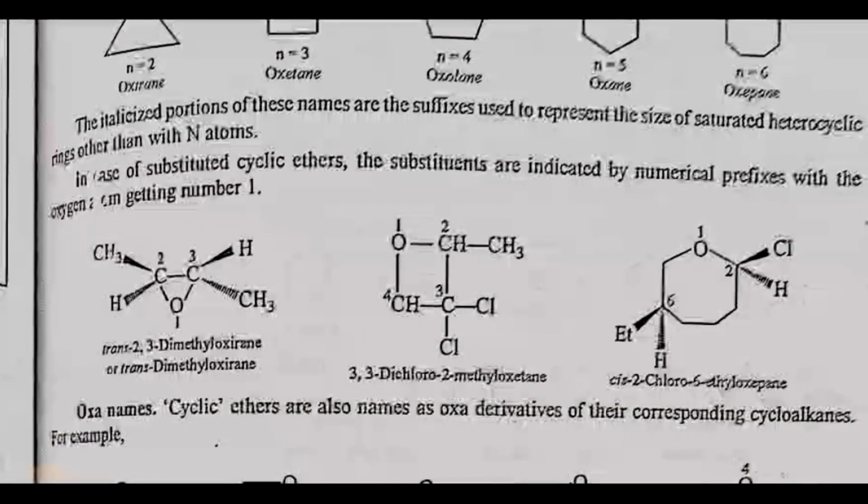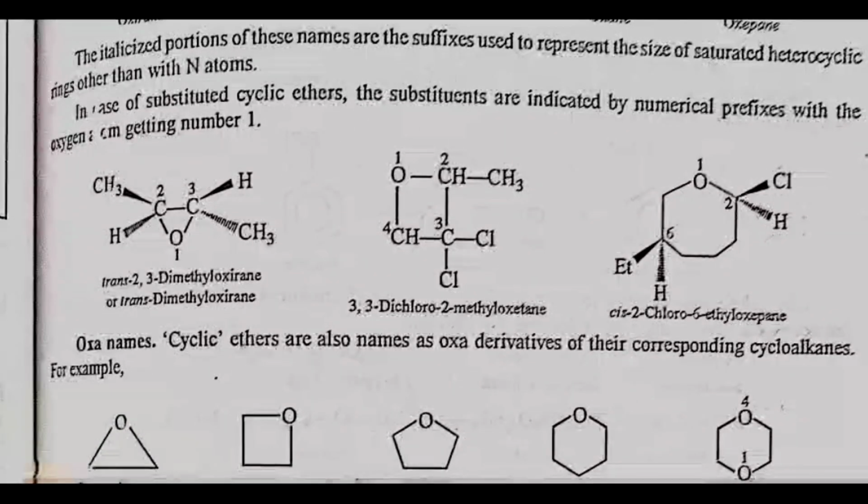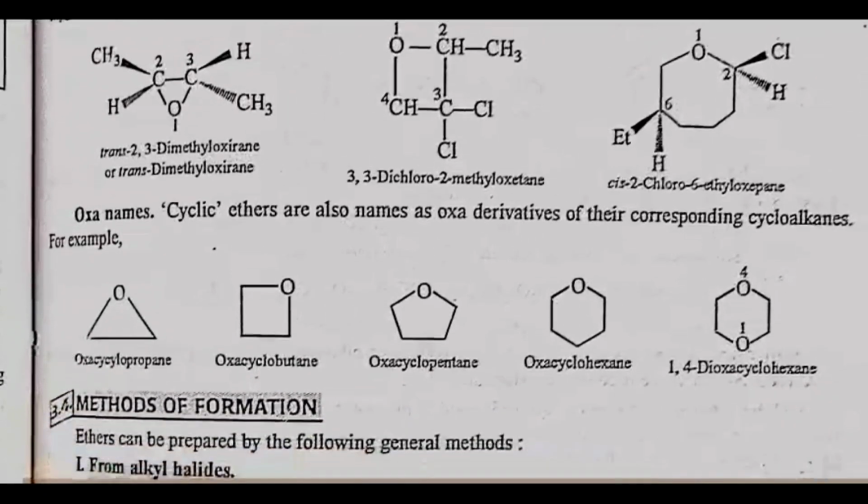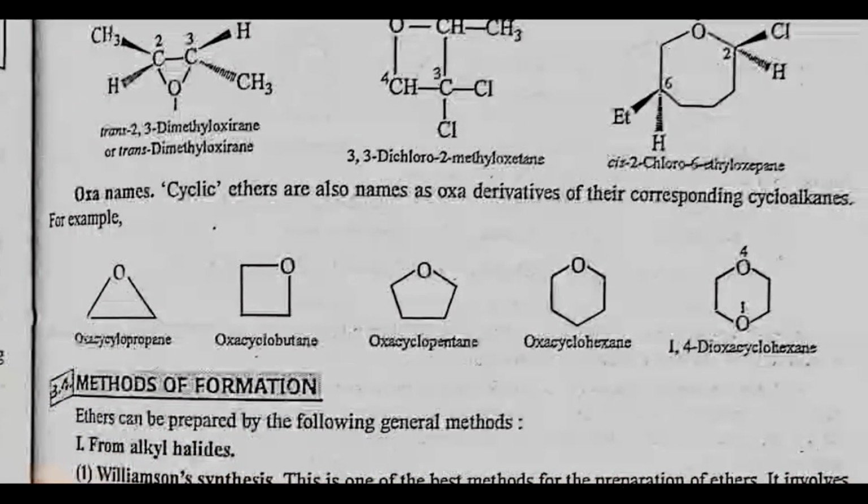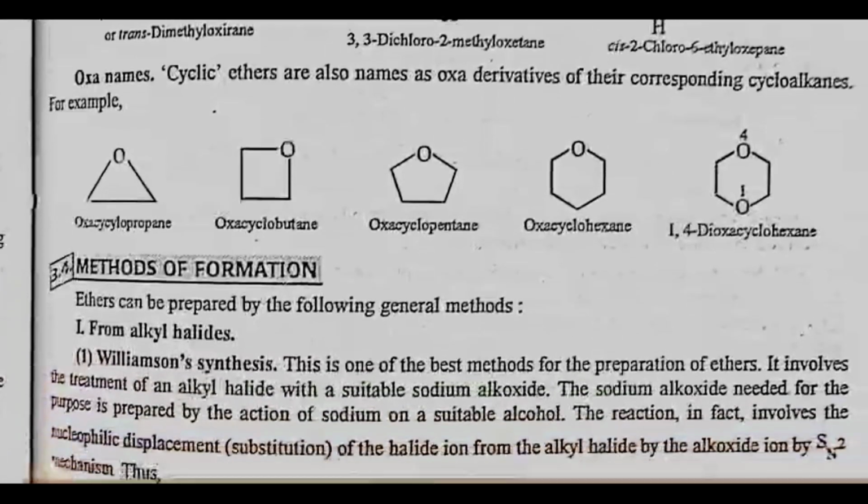The italicized portions of these names are the suffixes used to represent the size of saturated heterocyclic rings other than the N atoms. In case of substituted cyclic ethers, the substituents are indicated by numerical prefixes, with oxygen getting number 1. Trans-2,3-dimethyloxirane, 3,3-dichloro-2-methyloxetane, cis-2-chloro-6-ethyloxepane.